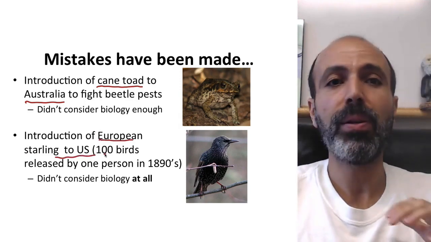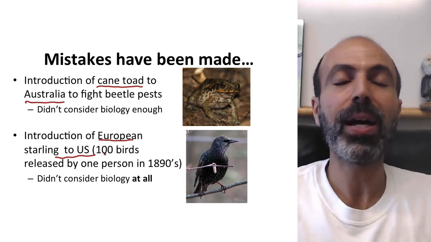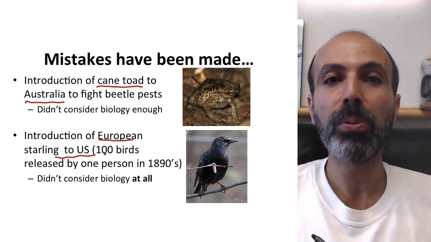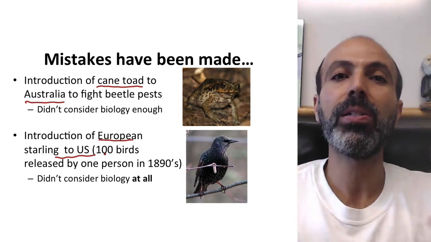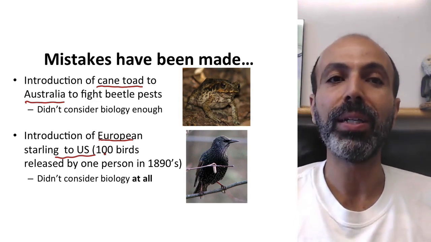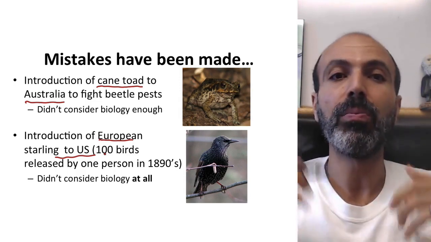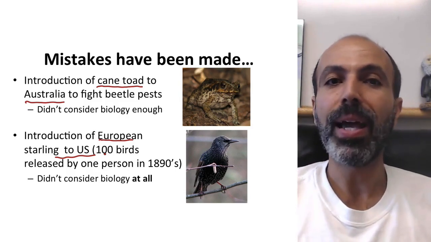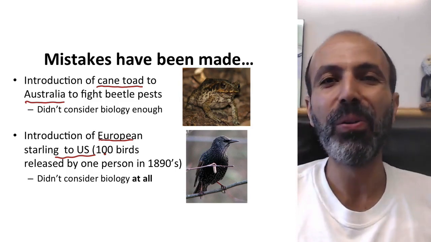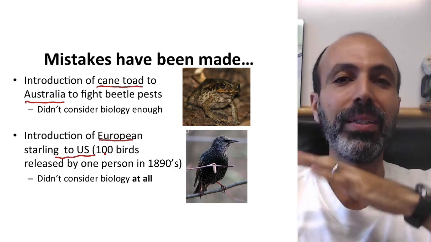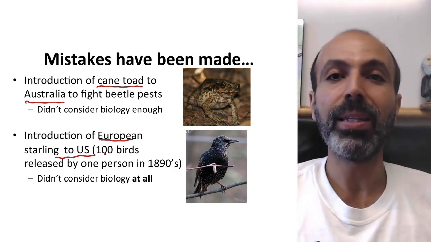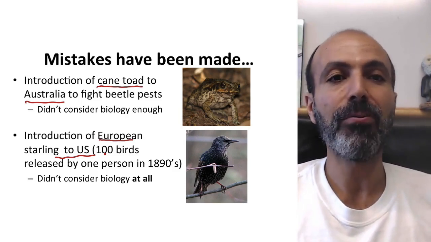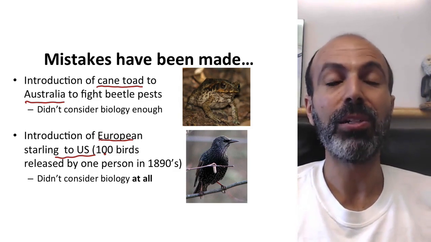This was started with like 100 birds or so. It was not tons and tons of birds. One person released them to let people experience these birds that Shakespeare referred to when he was in England, but they released them in New York. Now they're found all over the continent. They have completely spread across the entire range. And they've, again, displaced a lot of the native fauna. This was a case of not considering the biology at all.